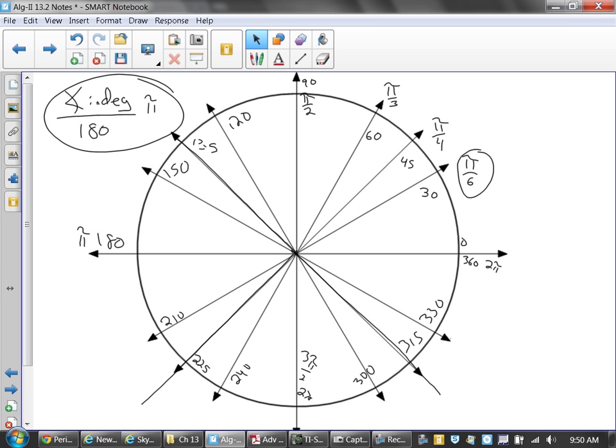All right. So again, this was 1/6, 2/6, 3/6, 4/6. So that's 2/3. So it's 2 pi over 3. This was 3 pi over 4. 5 pi over 6. 7 pi over 6, 8 pi over 6, 9 pi over 6, 10 pi over 6, 11 pi over 6, this would be 5 pi over 3.